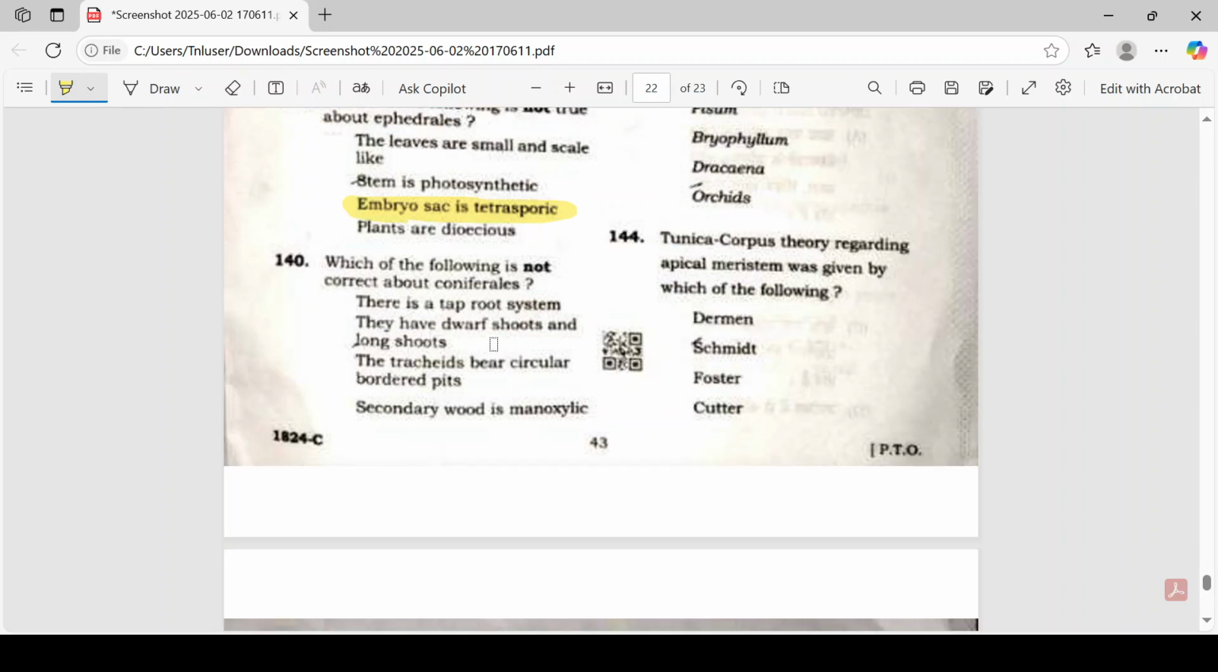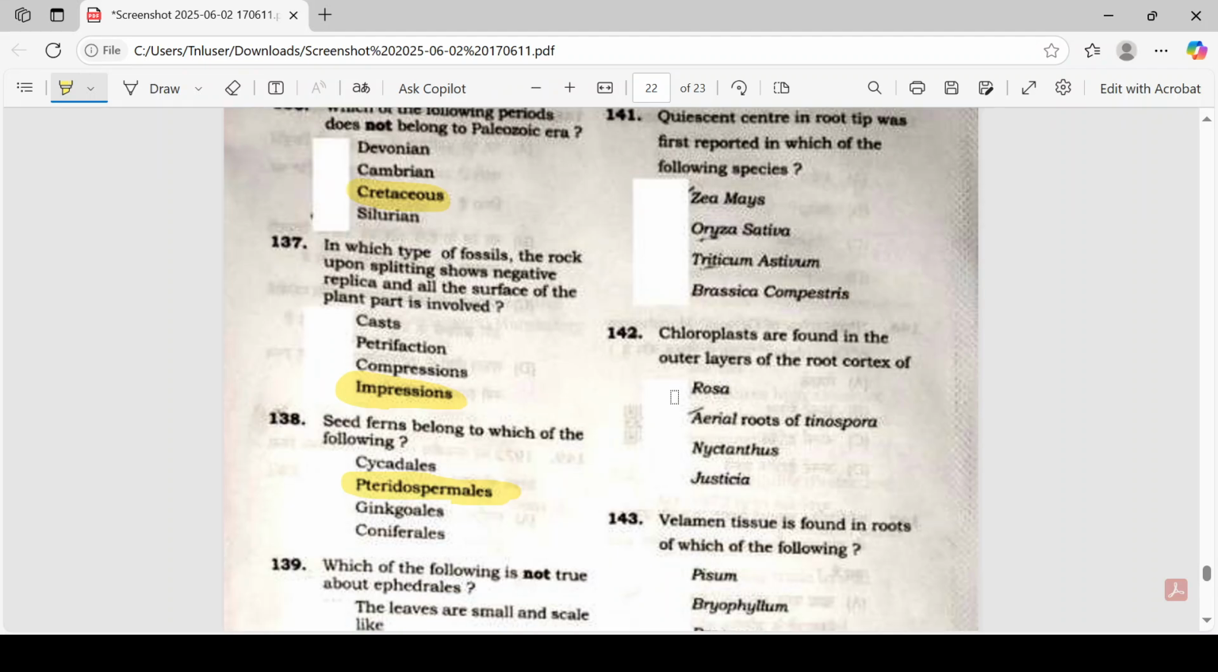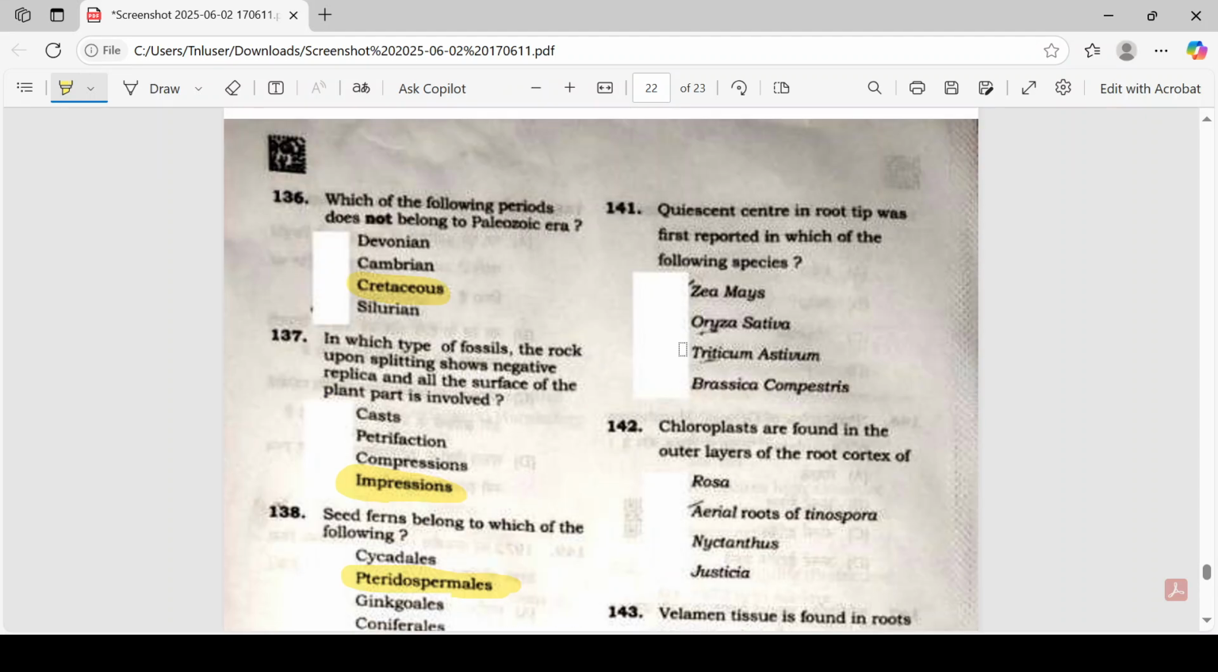Question 140. Which of the following is not correct about coniferales? So the correct answer over here will be option number D, that is secondary wood is manoxylic. This statement is not correct if we talk about coniferales. Okay. Question 141. Quiescent center in root tip was first reported in which of the following species? The correct answer will be Zea mays.